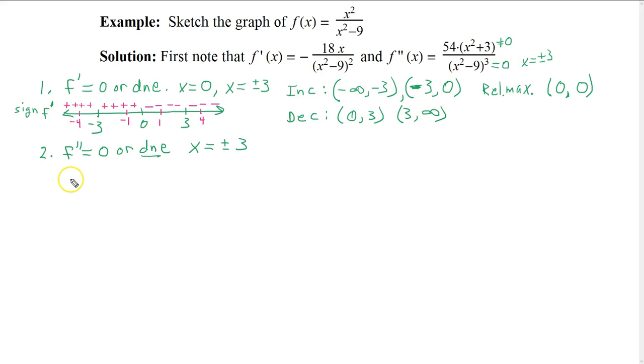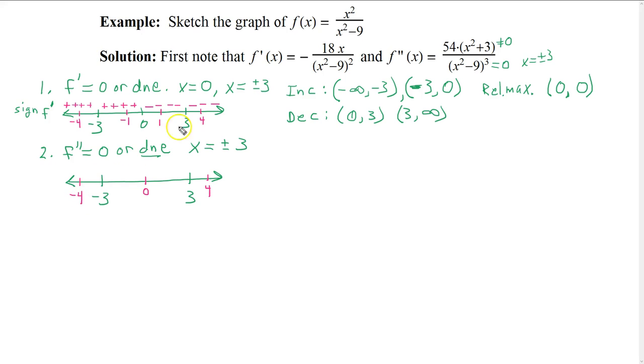So let's do our sign pattern now for the second derivative, and we'll determine where the original function is concave up and down. And we'll pick some test points like 0, which is a nice convenient number, 4 and negative 4. Notice how I try to keep the sign of the first derivative and the sign of the second derivative number lines lined up. That way it makes it a little easier to graph the function.